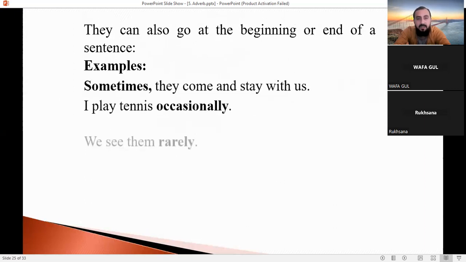Okay, Miss Roxana, can you read it? They can also go at the beginning or end of a sentence. For example, sometimes they come and stay with us. I play tennis occasionally. We see them rarely. Rarely, seldom, hardly ever have negative meanings, okay? It means that something happens only 5% of the time, which gives a negative impact. We see them rarely. It means we see them very occasionally.